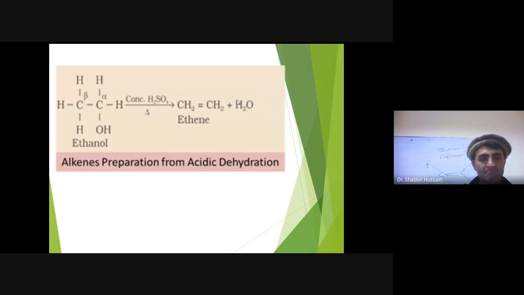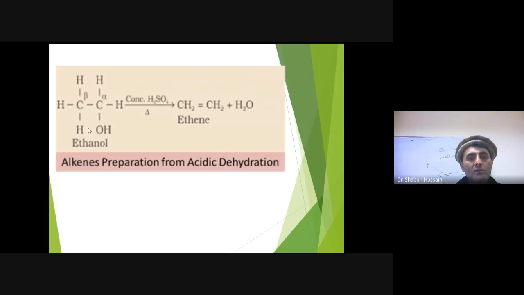The second method is we can synthesize alkene from alcohol, right? Suppose this is ethanol. When alcohol is treated with concentrated sulfuric acid, then through dehydration, alkene forms. Basically, this is alkene preparation by acidic dehydration. Dehydration means removal of water. We are removing water in this stage.